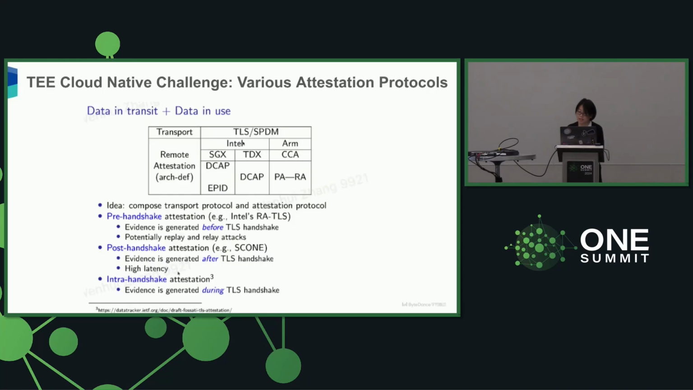And the third challenge is that currently, our different hardwares are supporting various attestation protocols. For example, on the transport layer, we have TLS, and it also has SPDM. And for the remote attestation protocols, for the Intel ones, SGX supports DCAP and EPID, and TDX supports DCAP. And ARM, on the other hand, follows the PARA protocol.